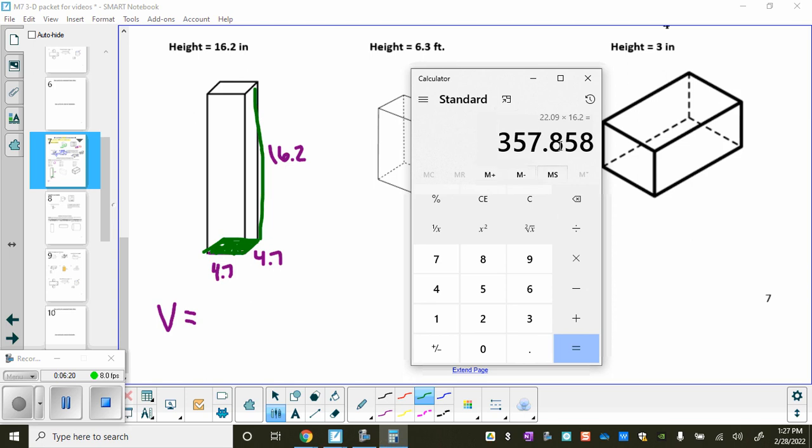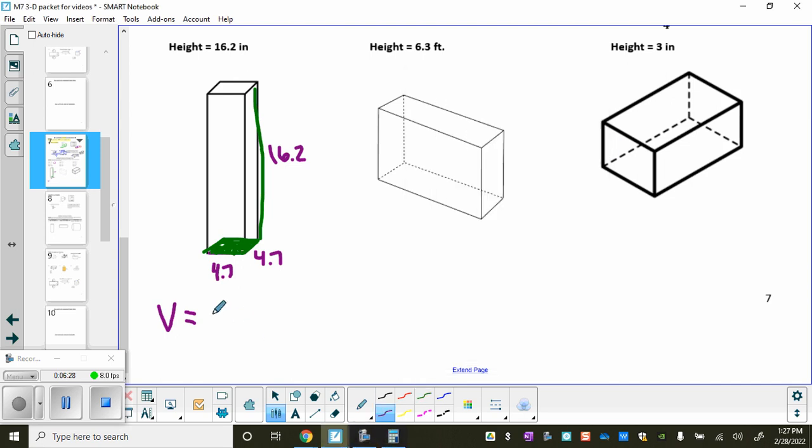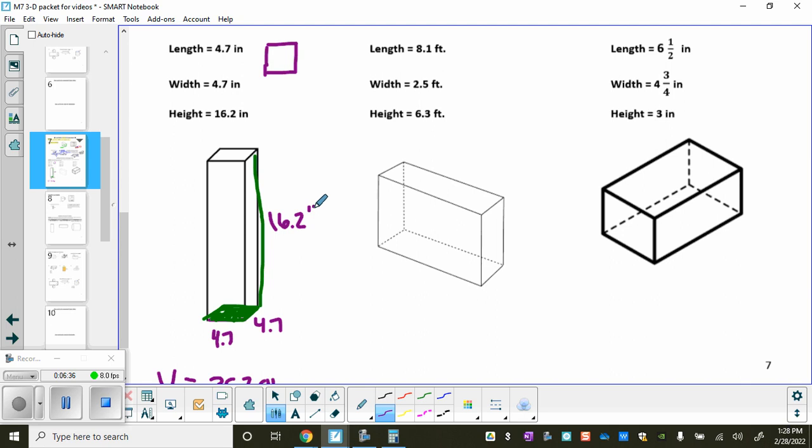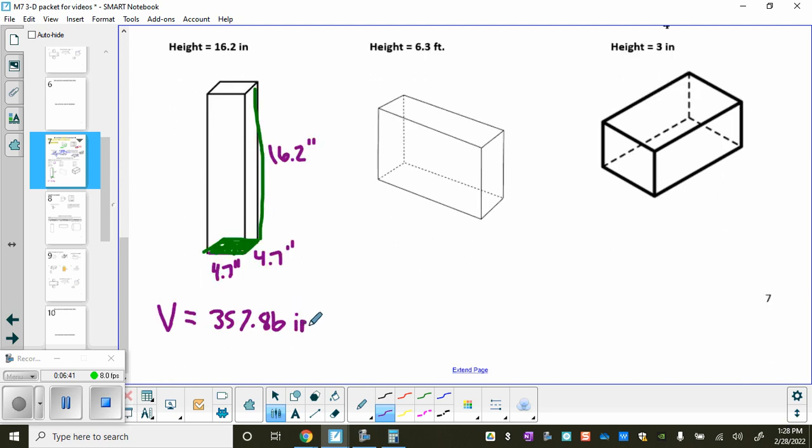And we'll round it. We'll let this 8 bump this up to a 6, so it'll be 357.86. And these were labeled with inches, so I'm going to put cubic inches. Friendly reminder that in the previous video, if we were covering up the shape, we would find the area of all these different faces and it would be square inches. But for volume, we've got the length, the width, and the height. So 3 dimensions, hence the cube.